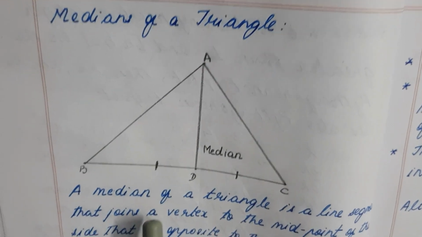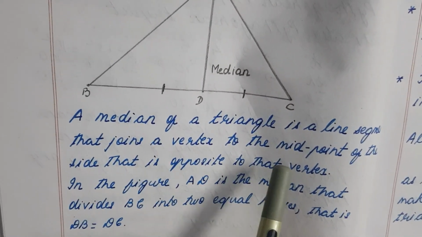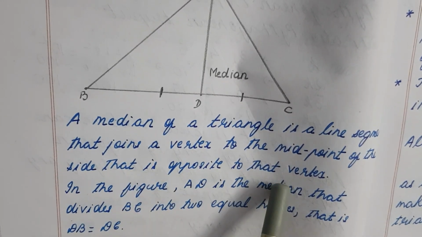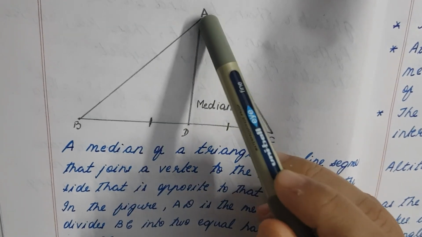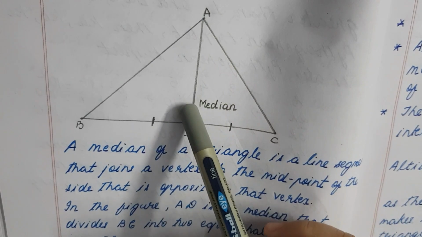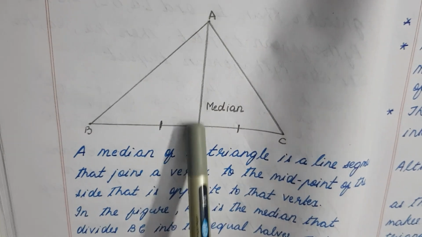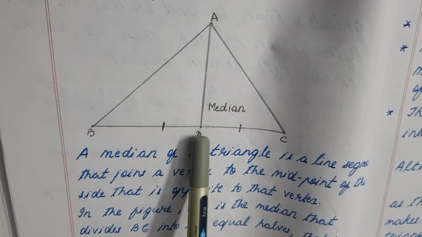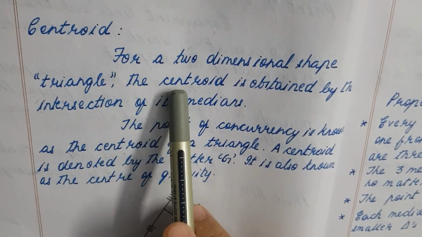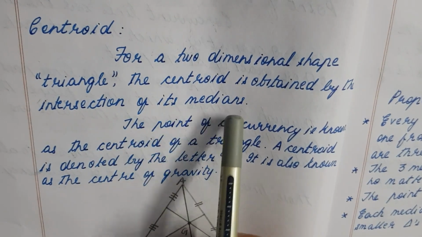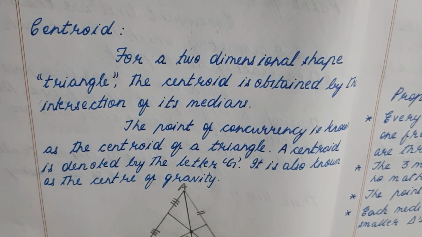Medians of a triangle. A median of a triangle is a line segment that joins a vertex to the midpoint of the side that is opposite to the vertex. So இப்போ பாருங்கள், இந்த ஃபிகரில் AD is the median. ஓகே, ஸோ இது vertex, இது வந்து கரெக்டாக ஒரு மிட் பாயிண்டில் மீட் ஆகுது இல்லையா, that it joins a midpoint. So this is called as the median. And in the median பார்த்தீங்கன்னா it divides BD and DC equally. Centroid. For a two-dimensional shaped triangle, the centroid is obtained by the intersection of its medians. So medians வந்து எல்லாம் ஒரே இடத்துல மீட் பண்ணுற இடம் தான் is called as the centroid.